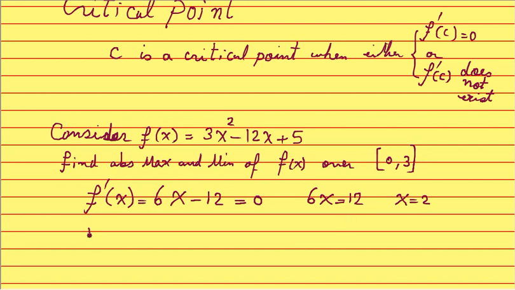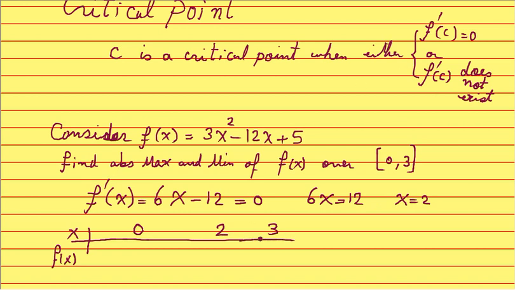Here's x, here's f of x. At the beginning, the interval starts at 0. It goes as far as 3. In between, we are interested at this point 2. So we list the endpoints and we list all the points at which either the derivative is 0 or it doesn't exist. Here we just had one point to consider.